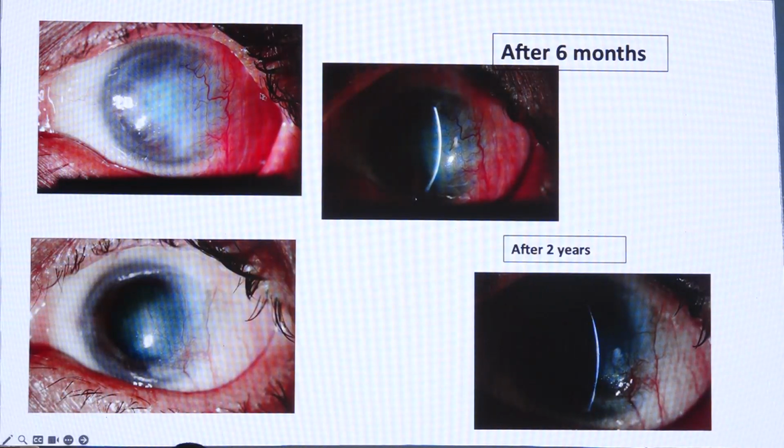So at this visit, I advised the patient penetrating keratoplasty, but the patient didn't want to go for that. But the patient came after 2 years. You can see the picture now, that there is remodeling of the cornea, and this patient has improved to almost 6/36.